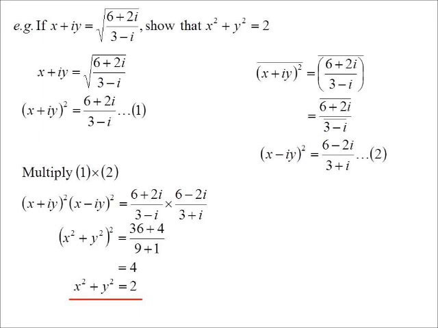And in this case, it has to be positive 2, because remember, x and y are both real numbers. So when we square them, we know we have to end up with a positive. It's not possible for that to be a negative.